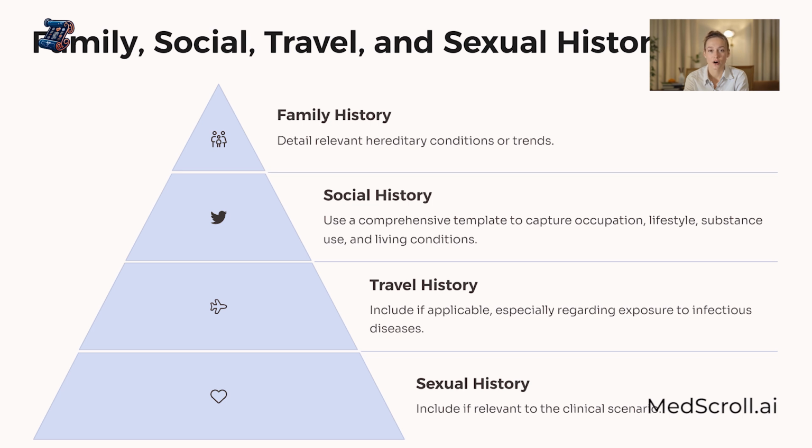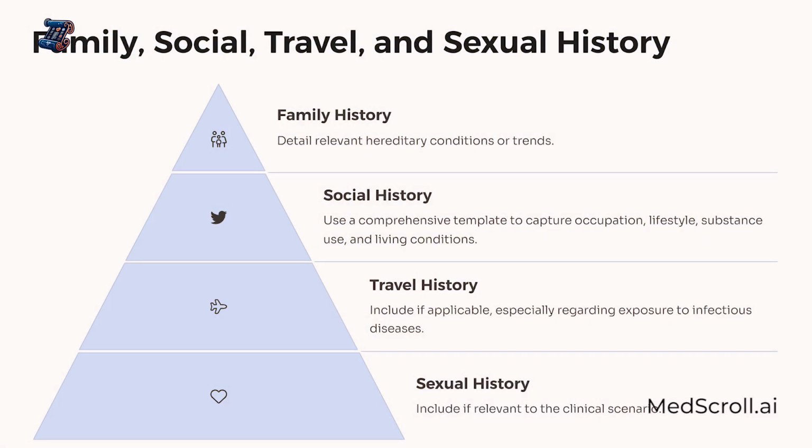Social history is also a crucial component. Use a comprehensive template to capture all relevant aspects such as occupation, lifestyle, substance use, and living conditions. Because social history is weighed heavily in the overall assessment, ensure that this section is thorough and detailed. Don't forget travel history, especially if it is applicable to potential exposures to infectious diseases or other risk factors. In some cases, including sexual history is also important, particularly if it might influence the clinical picture.